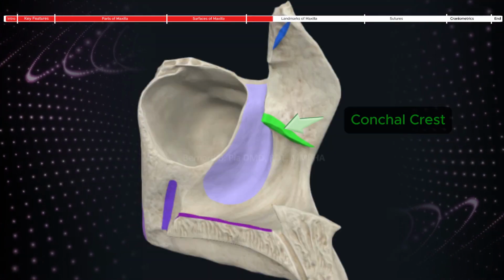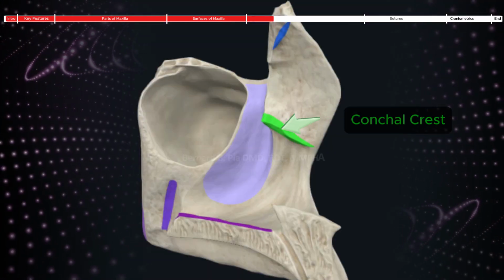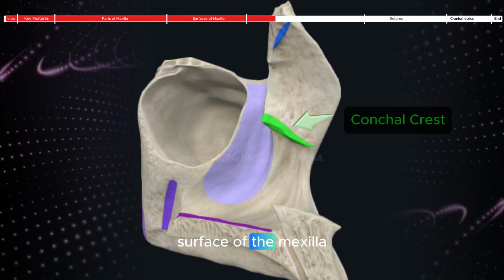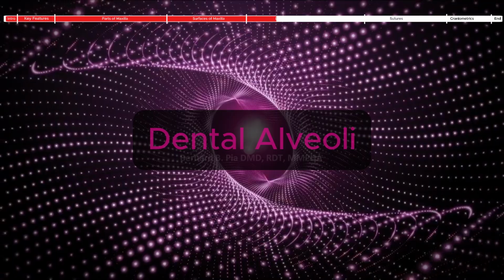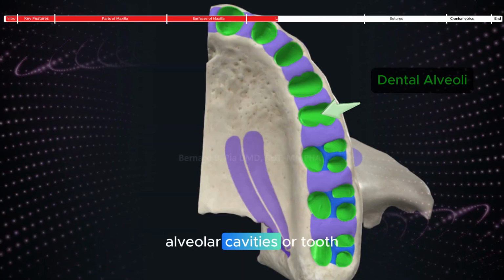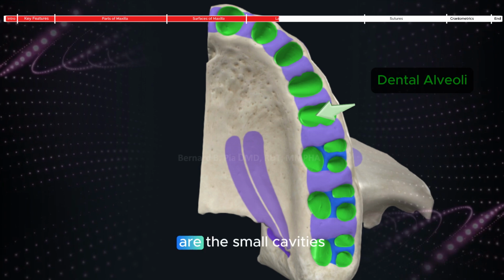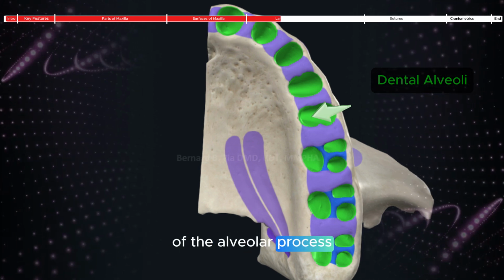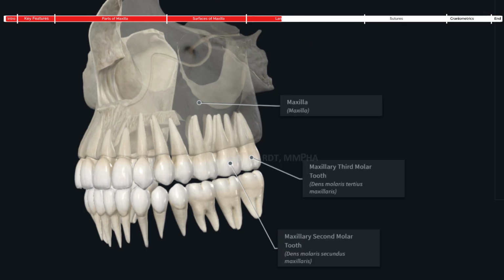4. The conchoid crest is the oblique, anteriorly located ridge found along the nasal surface of the maxilla. 5. The dental alveoli, alveolar cavities, or tooth sockets, are the small cavities found along the inferior aspect of the alveolar process of each maxilla. They lodge the roots of teeth and can vary in morphology depending on the type of tooth they each accommodate.